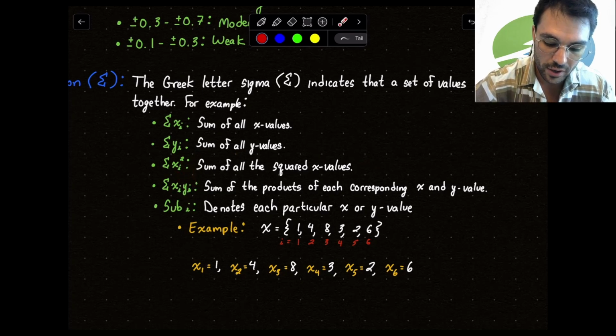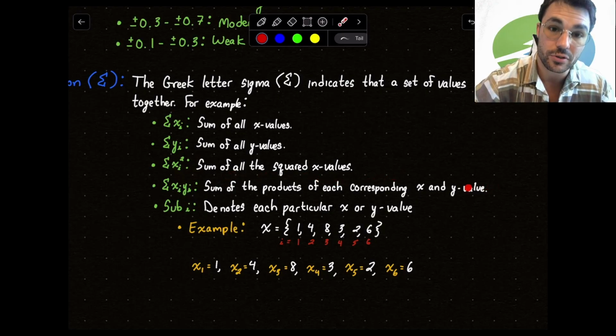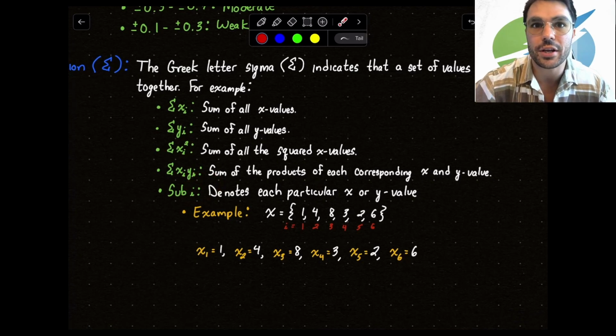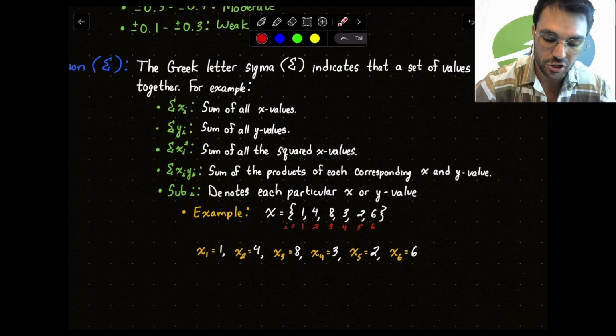Summation of x sub i, y sub i: sum of the products of each corresponding x and y value. So that means multiply all the x and y's, and then whatever those products are, add all those up. And then I like to use the sub i notation. You don't always see this, but just so you know what I'm talking about, it denotes each particular x or y value. So the sub i lets the reader know there's multiple x's or multiple y's, and that's why I like to use it. I think it's just a little bit more clear.